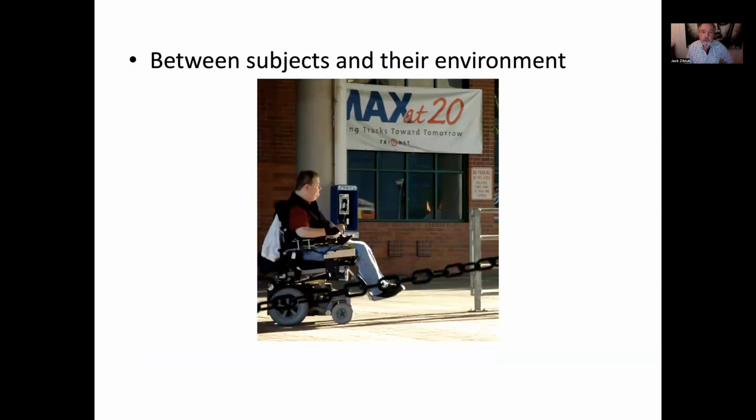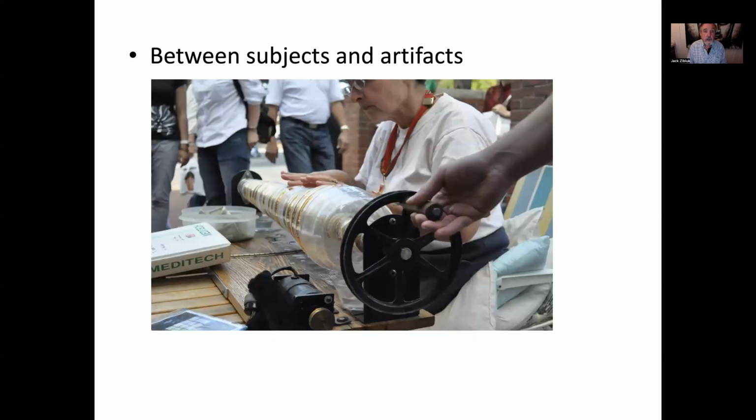Between subjects and the environment. See, he's behind a chain, he's going uphill, his life has issues. He has a strain on him. There's the light rail line that goes through town, but you know, he could be Max. Okay, I'll show you this shortly.